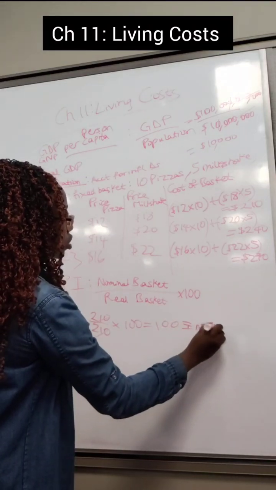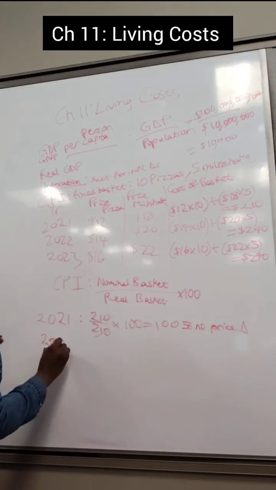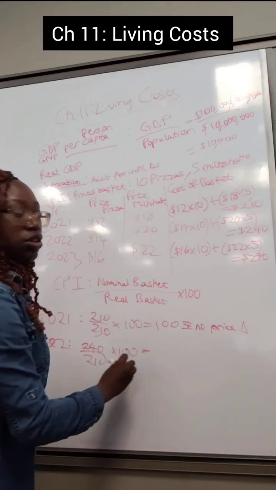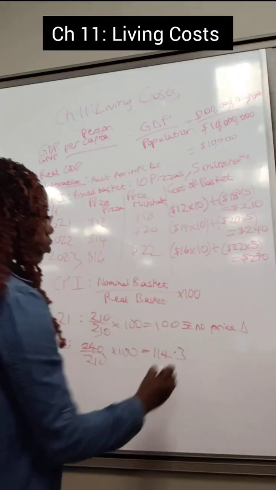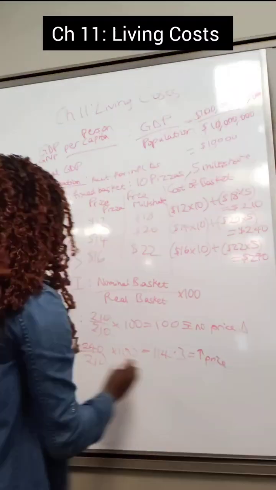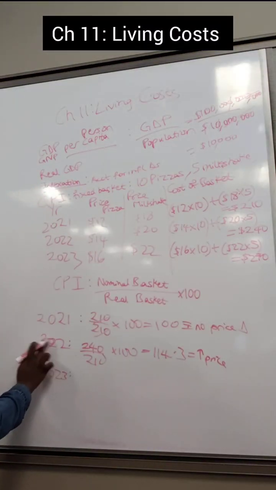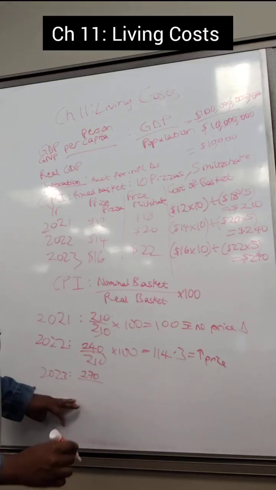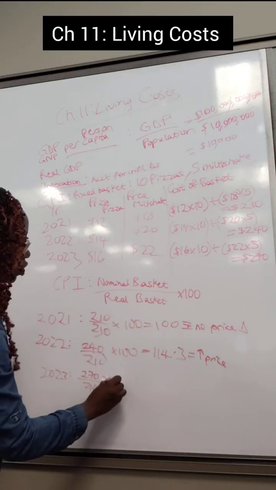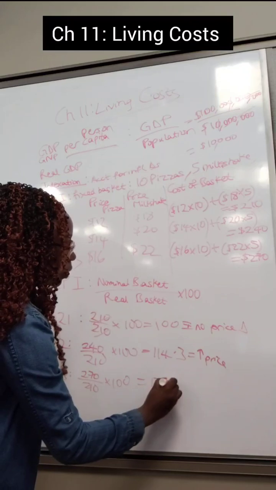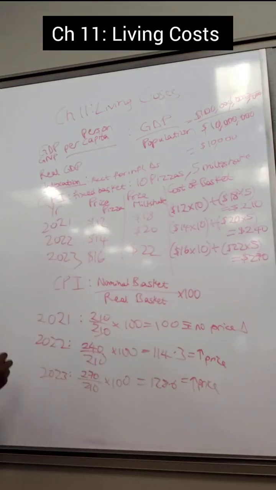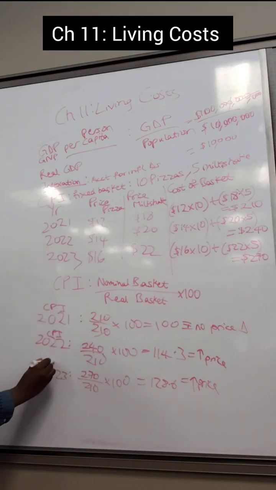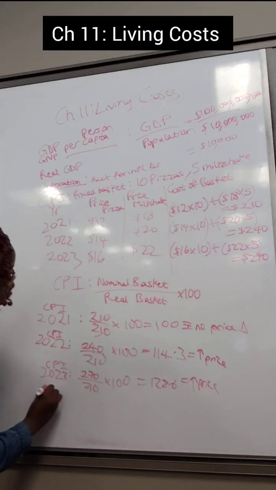So no price change. But for 2022, we have 240, the nominal basket, divided by 210 times 100, and that gives you 114.3. Of course, this signifies an increase in price. How about for 2023? 270 divided by the base year, which is 210, times 100. That gives you 128.6 for that increase in price. So this is how you calculate the CPI for 2021, 2022, and 2023.